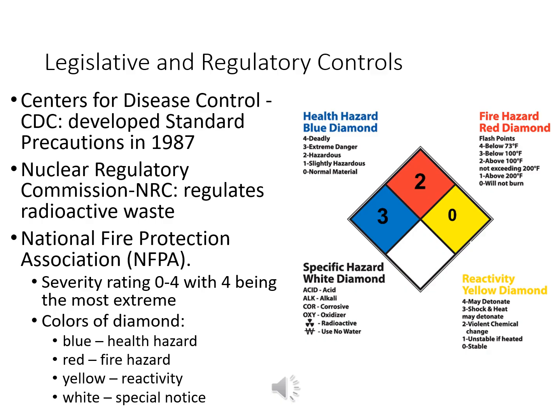So the colors on the diamond: blue is health. If you look at the health section, 0 is basically normal material. It's not really going to do anything to you. And then you go all the way up to number 4, and that's deadly. Then you have your red, which is fire hazard, yellow, which is reactivity, and then you have white, which is a special notice type thing. So if you look on the slide, maybe it says it's a corrosive type material. So a nice little snapshot to be able to see without having to go in and read the whole SDS or something like that.